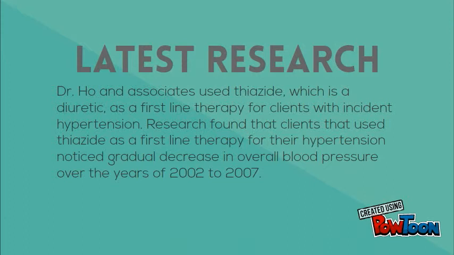Latest research. Dr. Ho and associates use thiazide, which is a diuretic, as a first-line therapy for clients with incident hypertension. Research found that clients that use thiazide as a first-line therapy for their hypertension noticed gradual decrease in overall blood pressure over the years of 2002 to 2007.